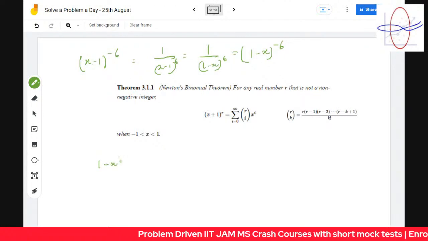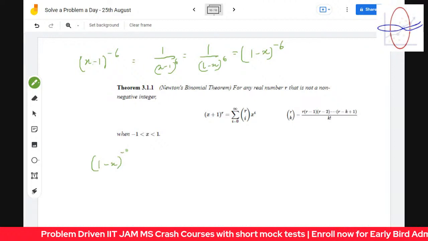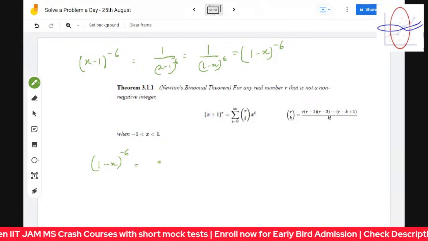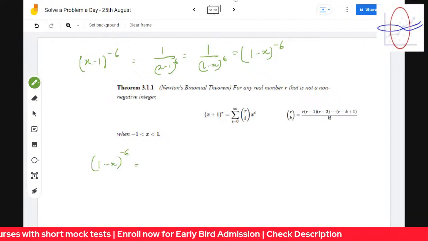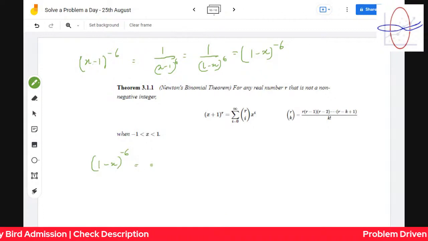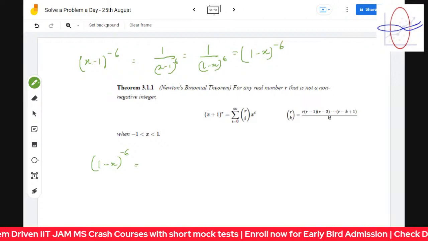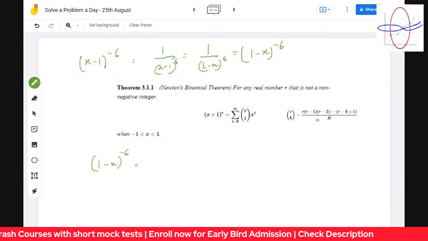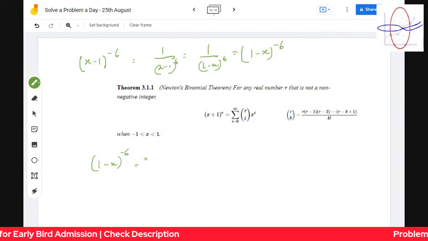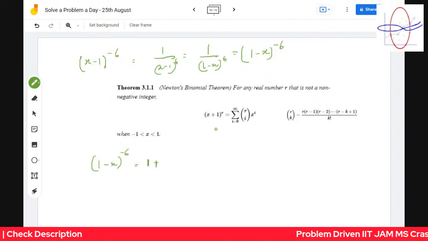So we have to find 1 minus x whole to the power minus 6. So let's expand it. We will expand it till x to the power 6 because that's what we need. So we'll get R choose 0. R choose 0 means there's nothing. It's always 1. Okay, R choose 0 is 1. So it's 1 plus R choose 1 x to the power I.